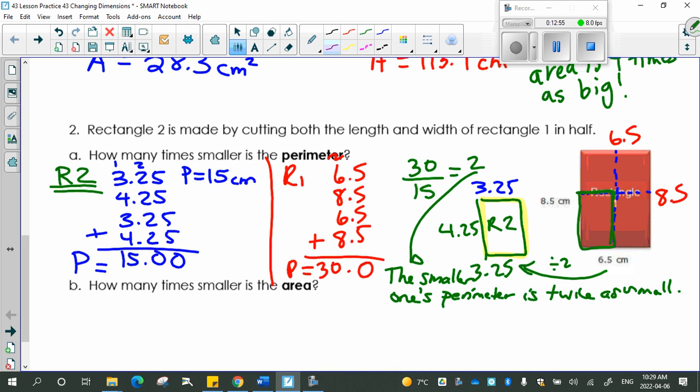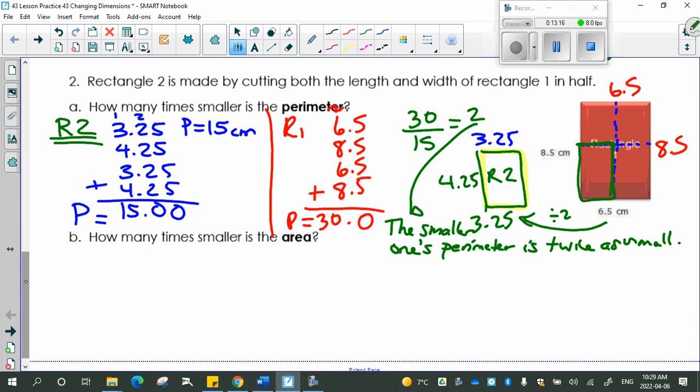Okay, so again, all you have to do to understand this question is to know how to find perimeter of a rectangle by adding up all the sides. Okay? That's all you have to do there. And then part B, how many times smaller is the area?